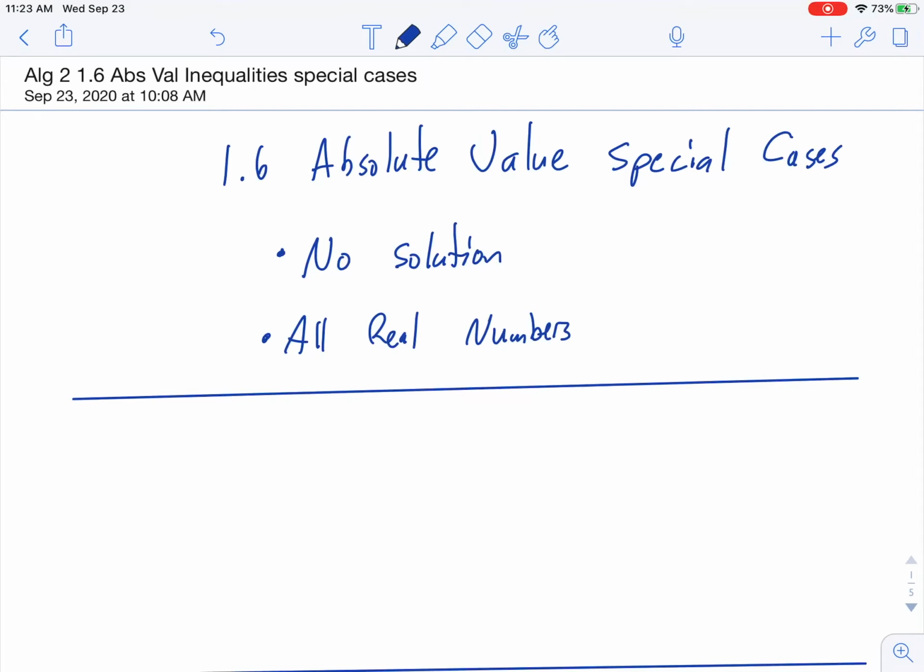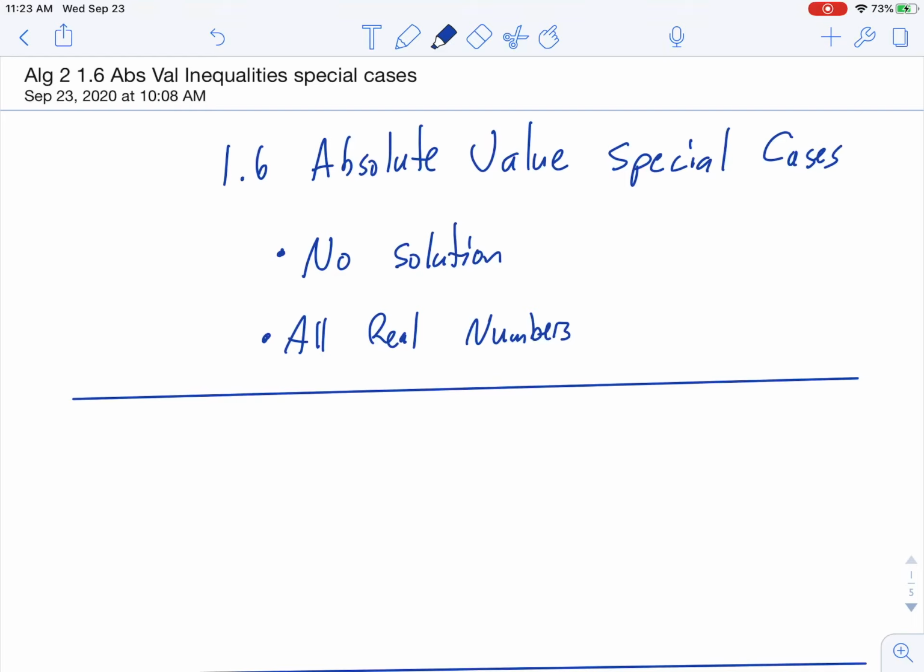Okay, so this is our third lesson, third day on section 1.6. If you have not seen the other two, you need to go back and watch those. Today is the special cases when you're doing absolute value inequalities. By far, this is the easiest of the lessons.